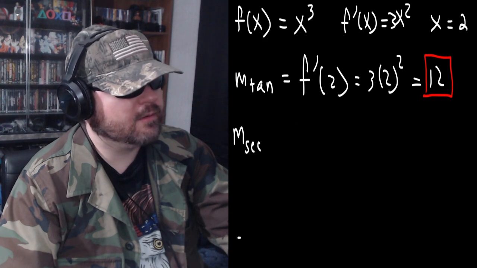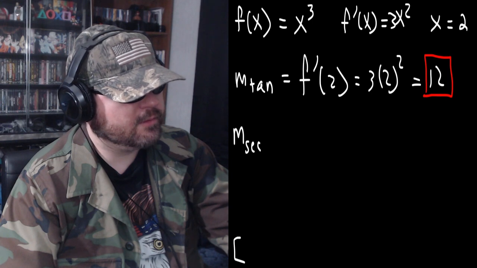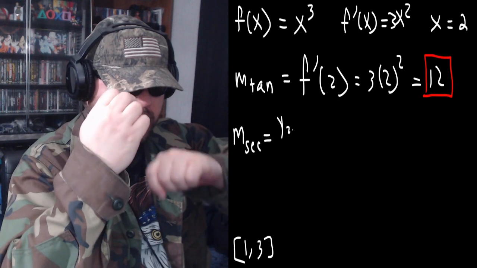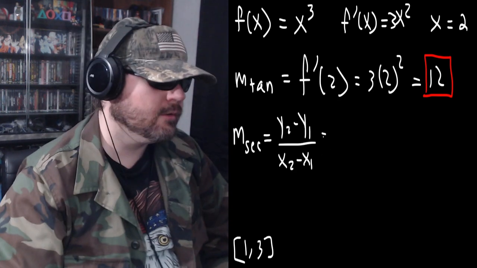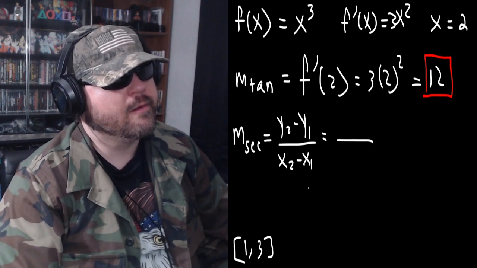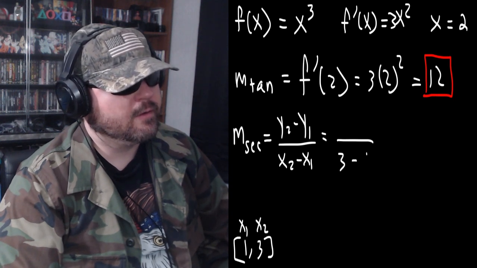So first, let's calculate the slope on the interval from 1 to 3. So we're going to use this form, y2 minus y1 over x2 minus x1. So y is the same as f of x. By the way, this is x1 and this is x2. So x2 is 3, x1 is 1.